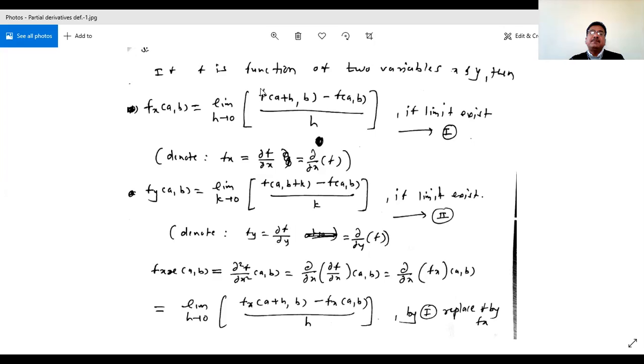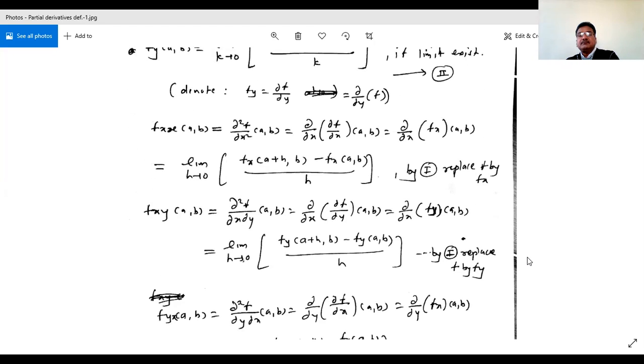Just replace f by f_x, because f_xx means the derivative of f_x with respect to x, and f_x means the derivative of f with respect to x. We have to write the derivative of f_x with respect to x, that is, just replace f by f_x.